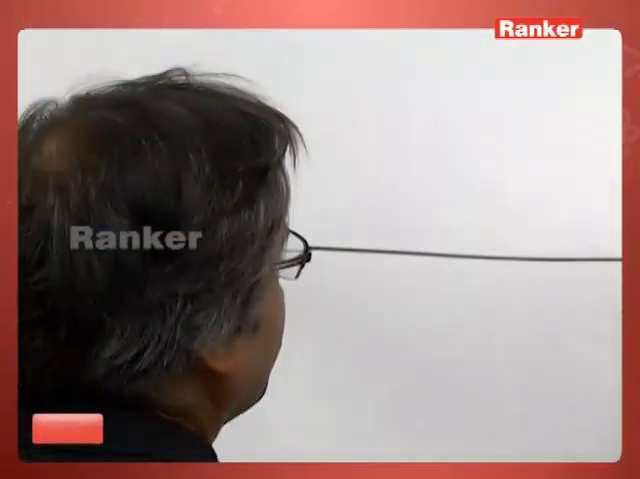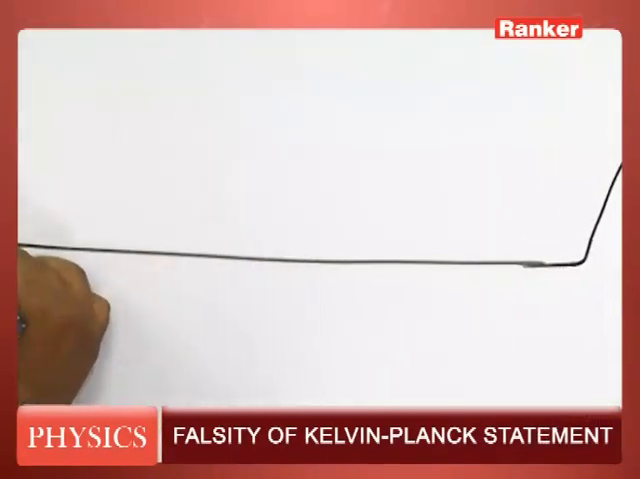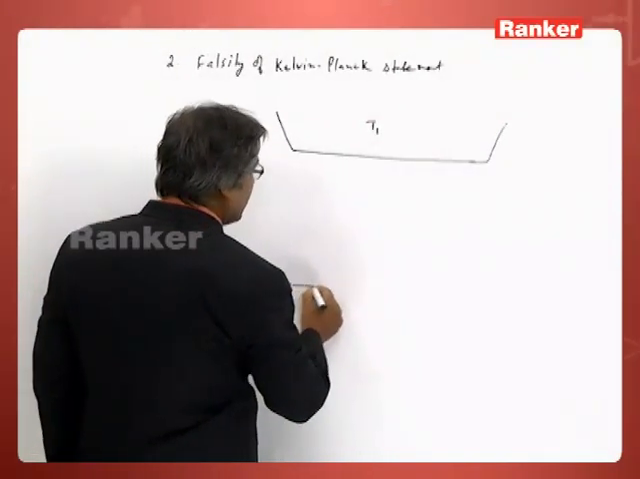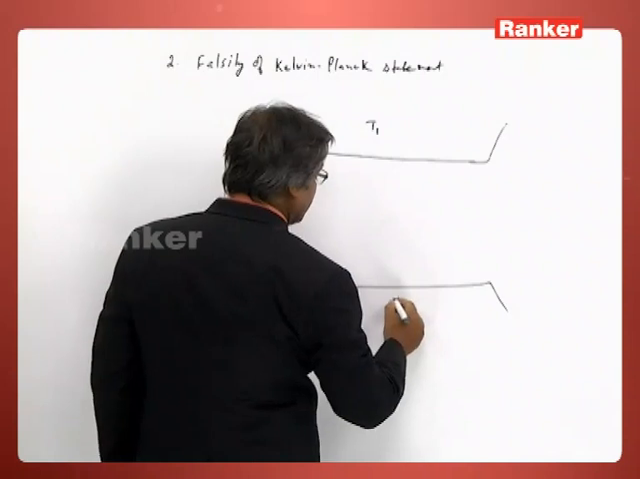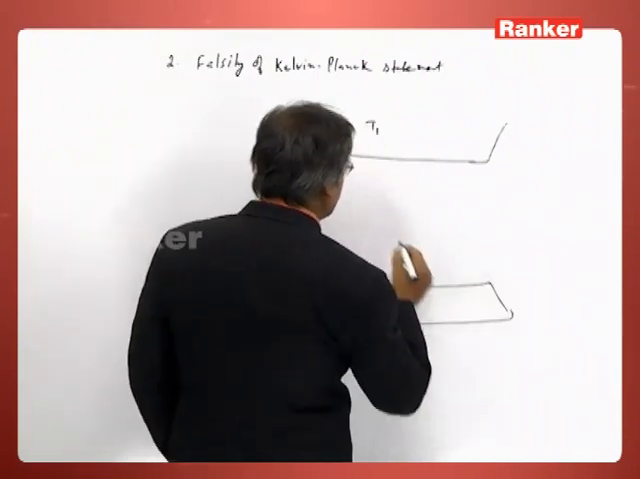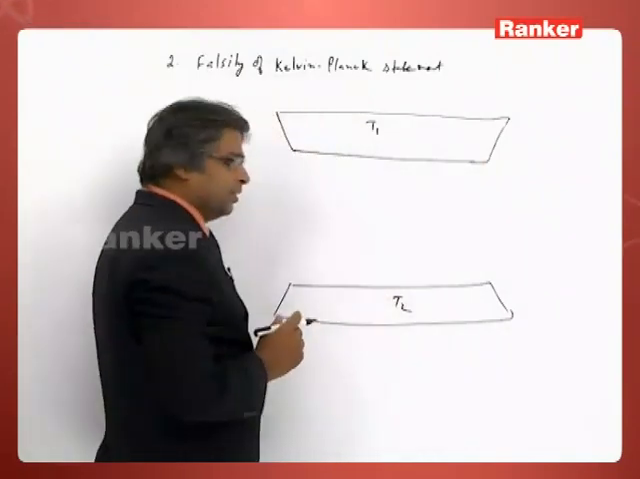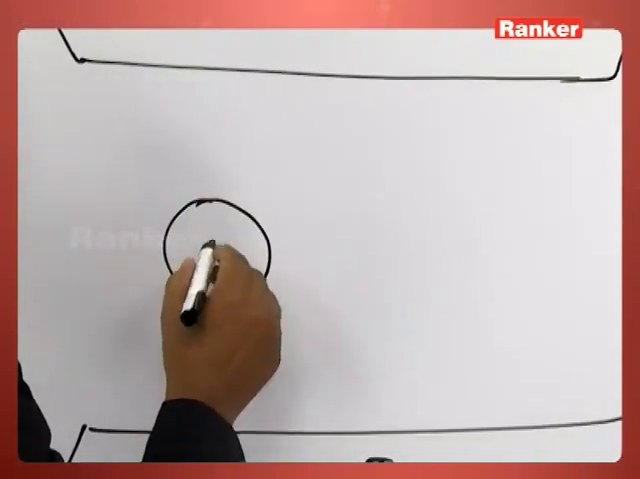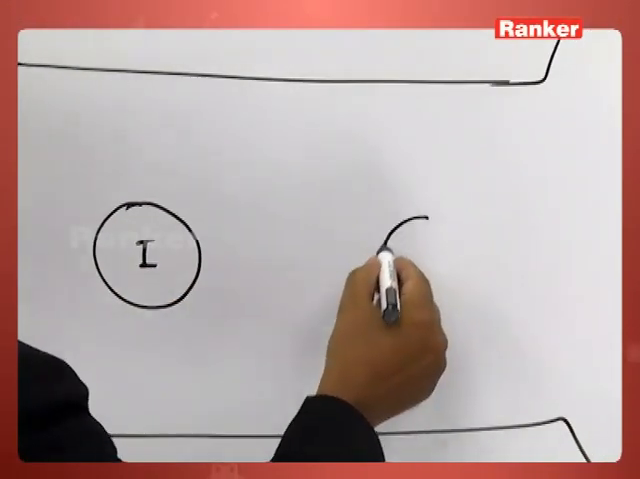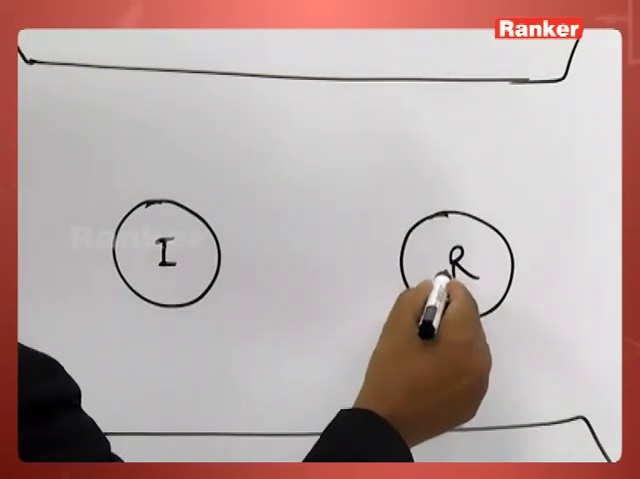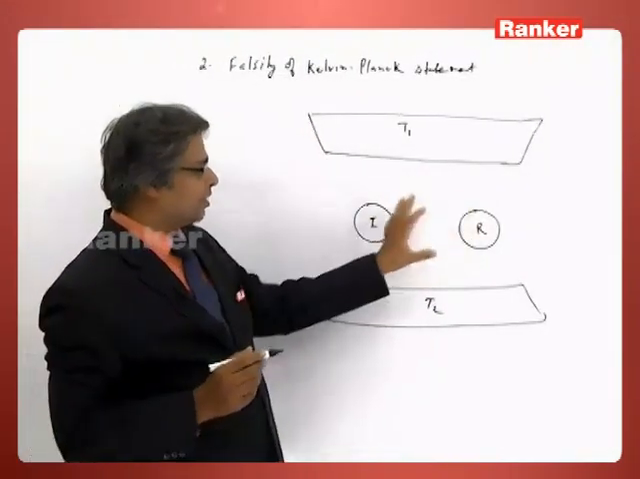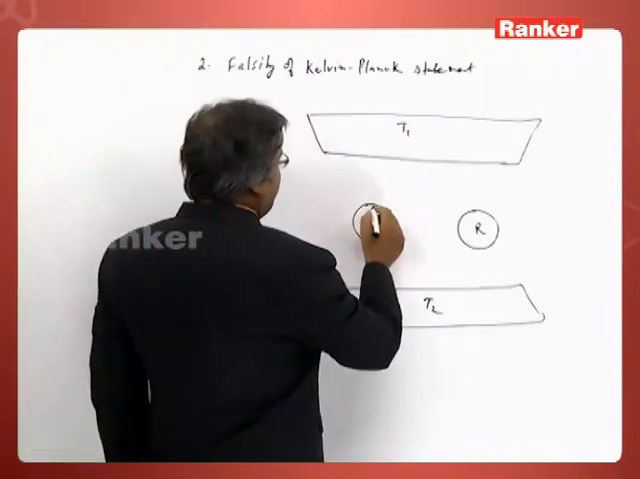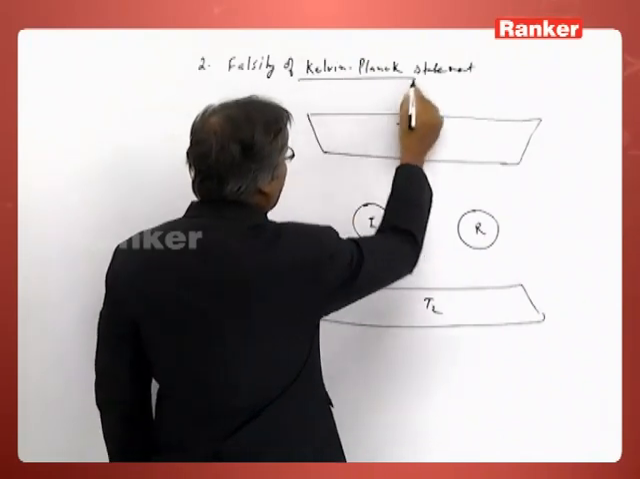two reservoirs. So this is a hot reservoir at temperature T1, and this is one more reservoir at temperature T2. So these are two reservoirs, and we have here an engine I, and here we have another engine that acts as a refrigerator. This is the inverse of this engine, that acts as a refrigerator. Now this engine violates Kelvin-Planck statement.